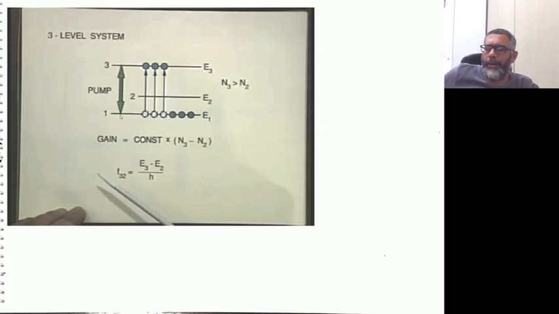As soon as you start pumping, you satisfy the population inversion condition. Why? Because at E2 there is nothing. So literally N2 is 0. But since pumping is there, there are photons, so electrons are always in the third energy level. As long as this pumping is going on, there will always be electrons on the third energy level.